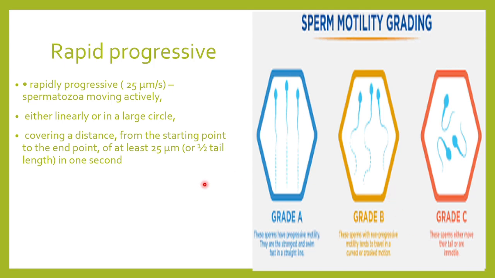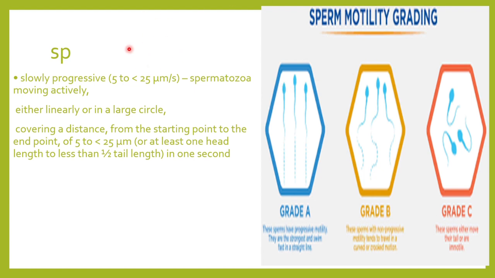Now, there are different grades of motility which the WHO classifies. One is rapidly progressive. As the name suggests, the sperms are moving rapidly, either in a linear fashion or in large circles, but very fast from one point to another point. The second one is slowly progressive. Here also the sperms are moving, either linearly or in large circles, but the speed is less. So that is slowly progressive motility.